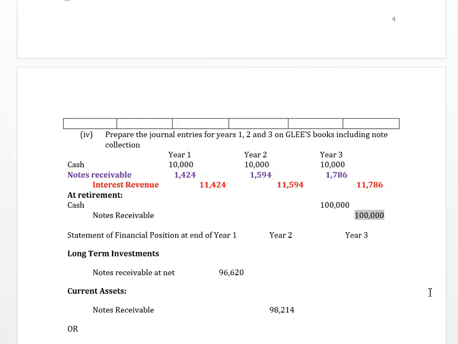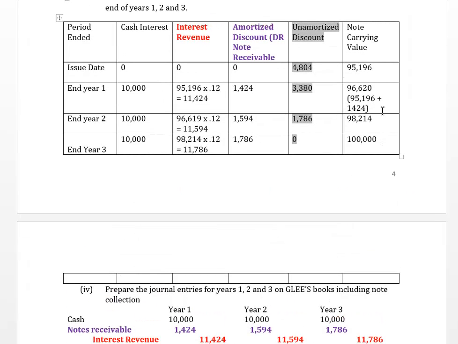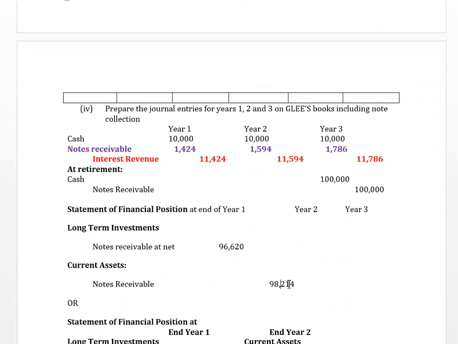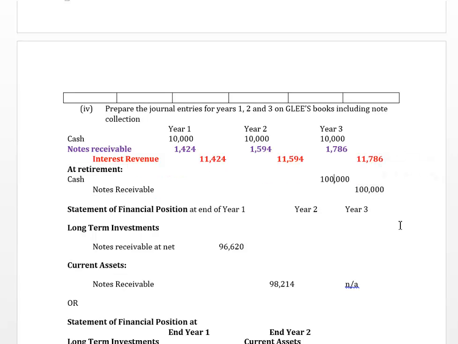To do our financial statements, again we said that the popular treatment would be to present them at net, which we've done here. At net, what we would have is at the end of year 1, we'd have 96,620. At the end of year 2, we'd have 98,214, right? And at the end of year 3, we would have nothing. So it's not applicable because, again, we'd be making the assumption that at retirement, which is the end of year 3, the note would be credited by Glee when SAD gives them the cash. So there would be no more note receivable on Glee's books.